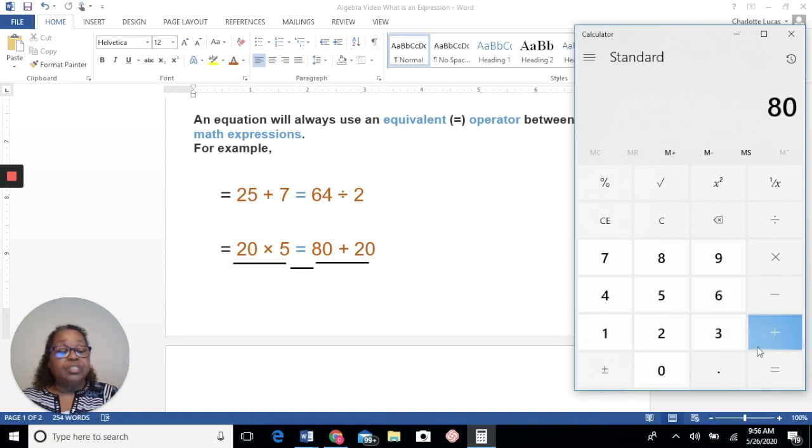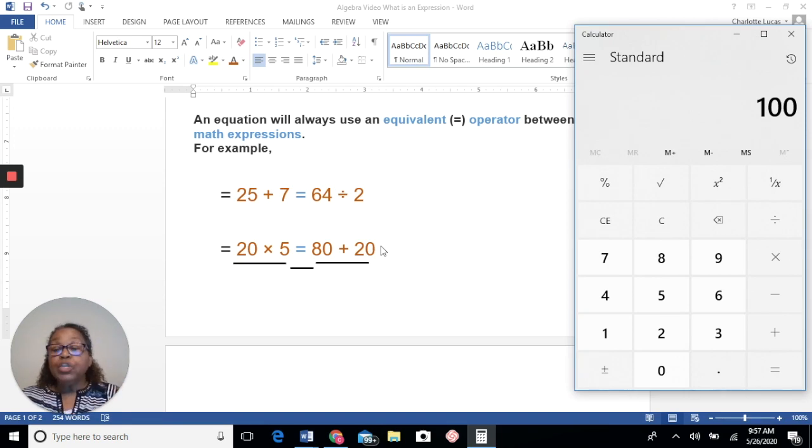The operation is addition plus 20. To find the answer, we hit the equal sign, equals 100. So this expression on this side and this expression on this side are the same expression, have the same answer. So they are equal, and that equation is true.